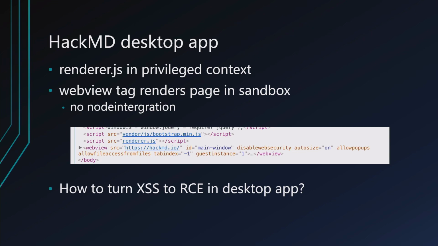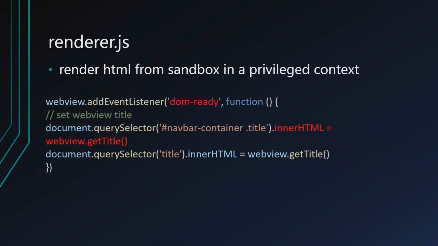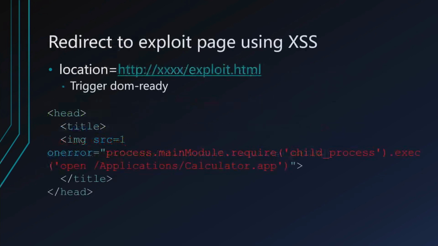So let's check render.js first. We can see from the code that it adds an event listener for DOM ready. And when DOM is ready, it will get the title from the web view and set it to the inner HTML of the privileged context. So if we can control the title, we can execute any JavaScript code in a privileged context.